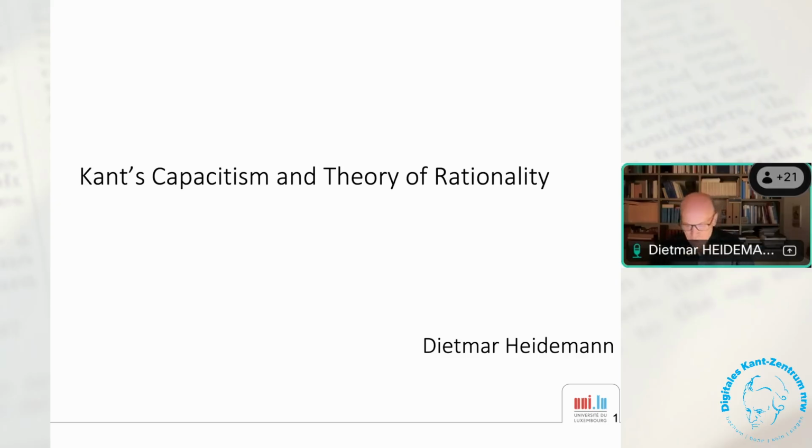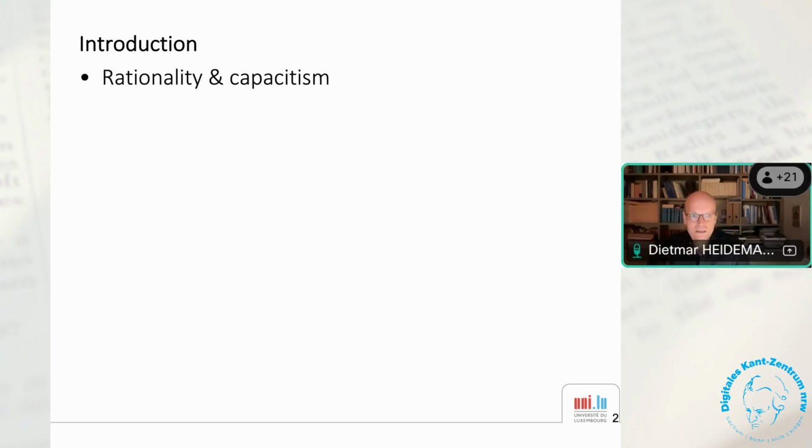Kant's Capacitism and Theory of Rationality. That's the title. I start with the observation that the relation between rationality, and that's that slide, the introduction, and what has recently been termed capacitism is crucial for spelling out, or to somehow come to terms with, rationality, specifically in Kant.